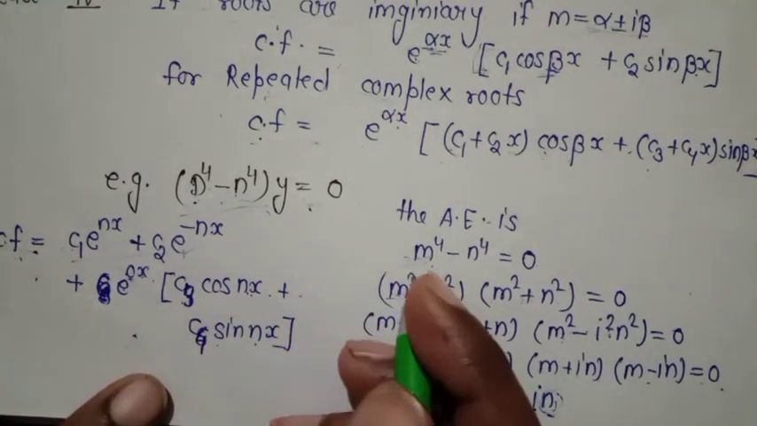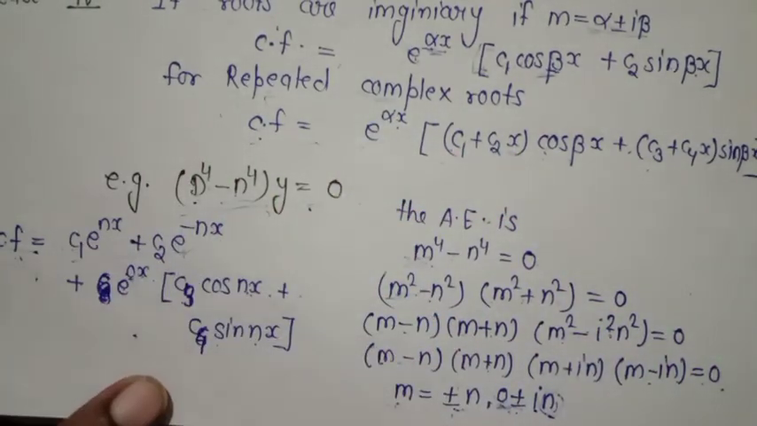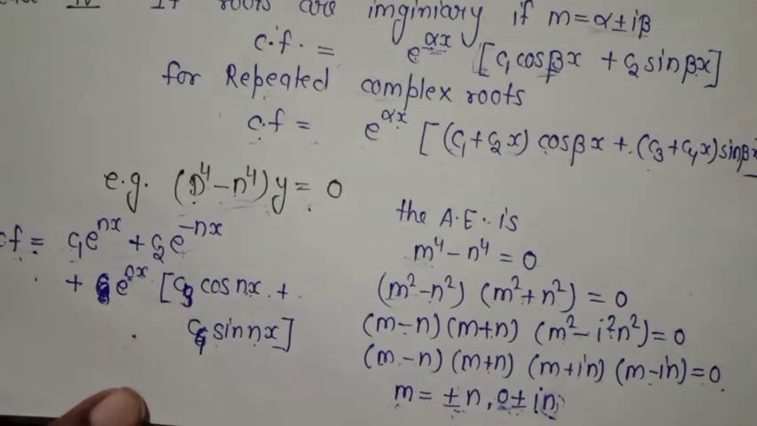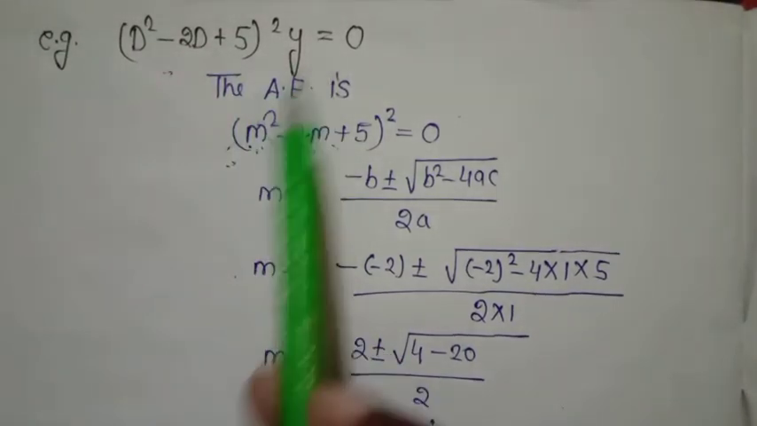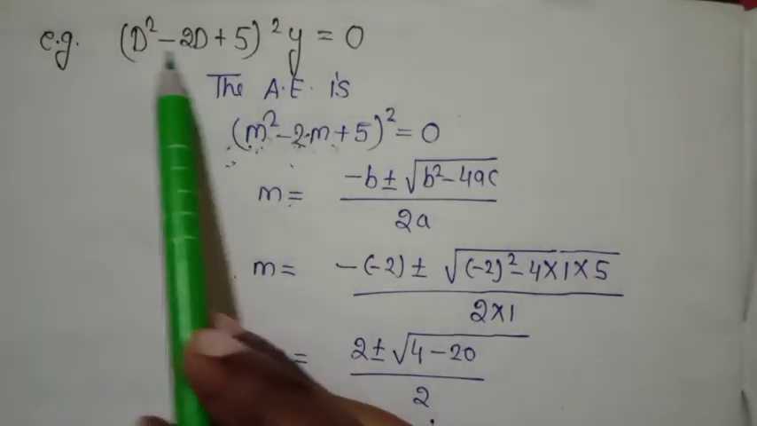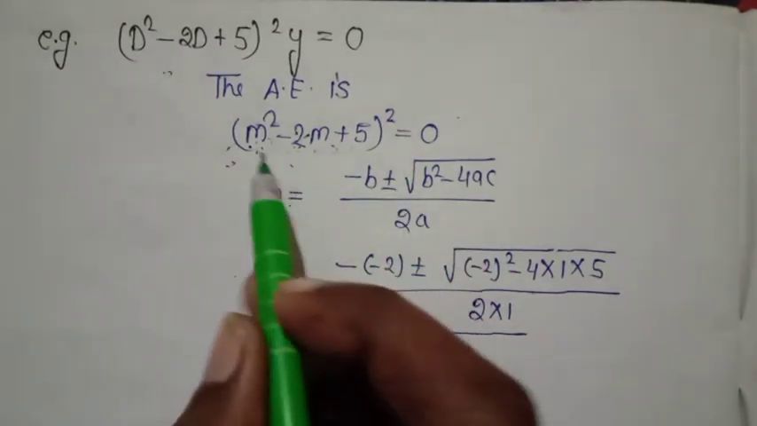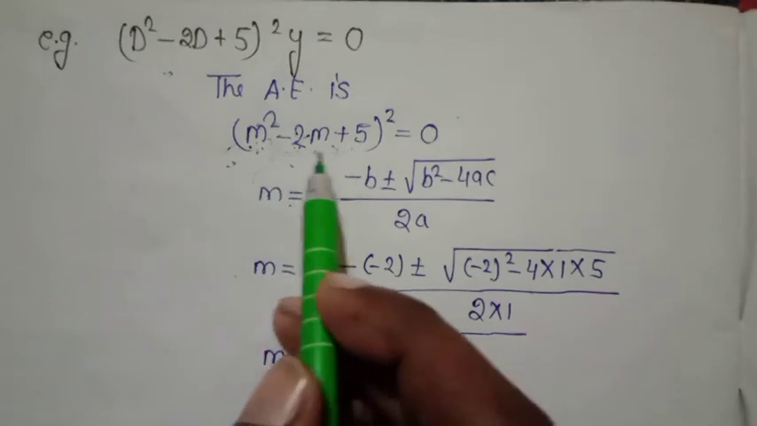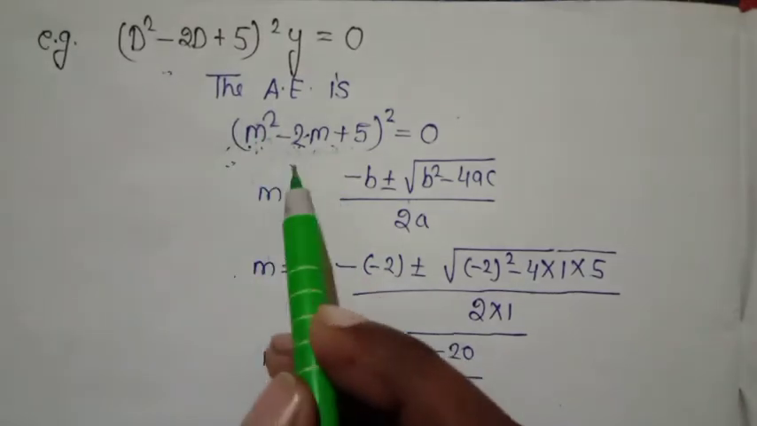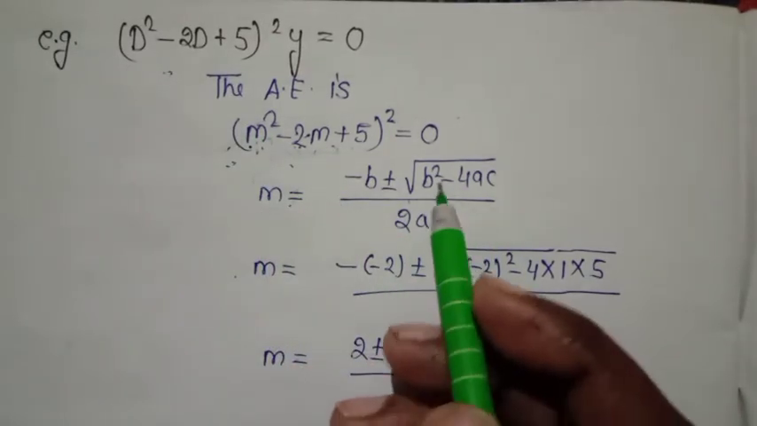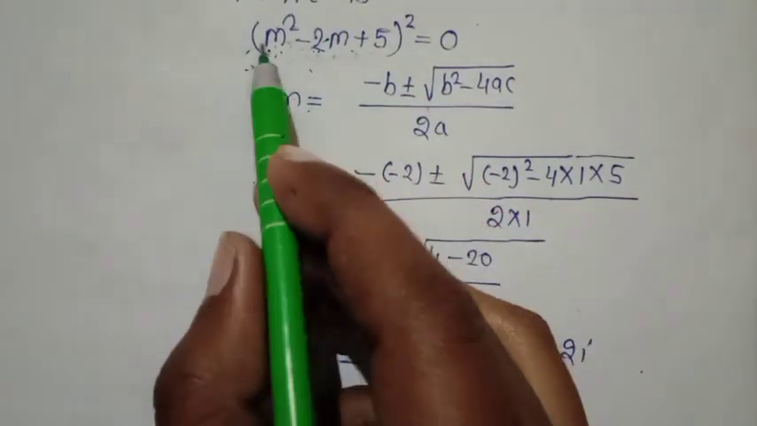Now I am going to take one example to show that when the complex roots are repeated, then how to write the CF for any differential equation. So this is our example. If I write the auxiliary equation for this differential equation, then we put D is equal to m again, then it becomes (m square minus 2m plus 5) raised to power 2 is equal to 0. Now you can see this, the factorization of this polynomial is not possible, so we will apply this method to solve this differential equation, or to find the root of this equation. So I am going to apply the method. You can see here b is minus 2, a is 1 and c is 5.